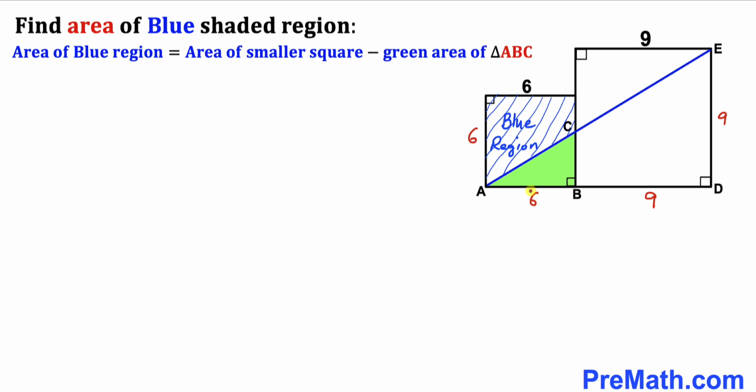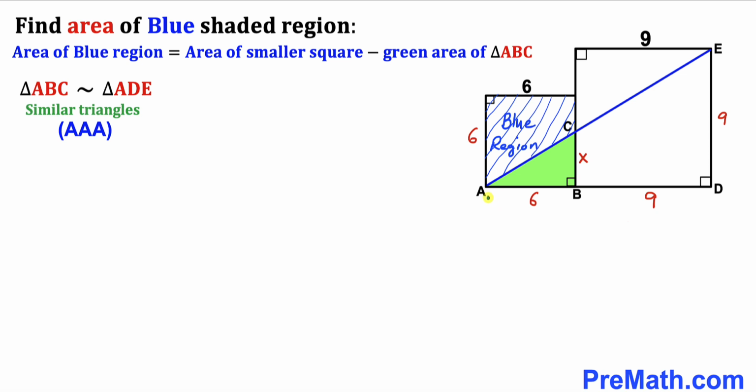We know its base is 6 units. Let me call this height x units. And now here's our next step. We can see that this triangle ABC is similar to this bigger triangle ADE. Since this angle is in common between both of them, these angles are 90 degrees each, and these are their corresponding angles, we conclude that these two triangles are similar according to the angle theorem.